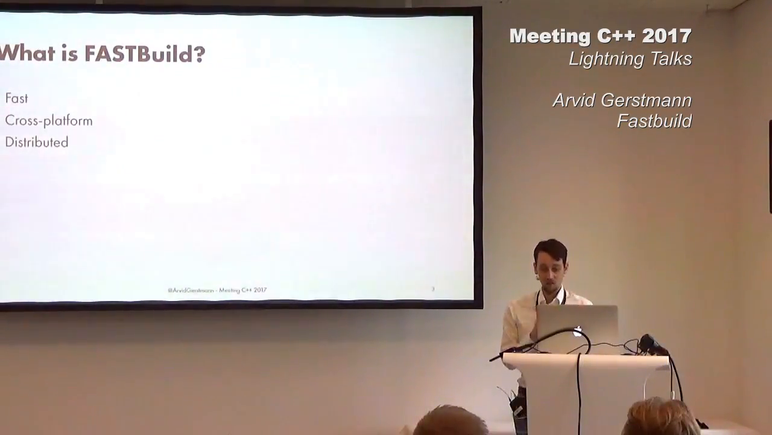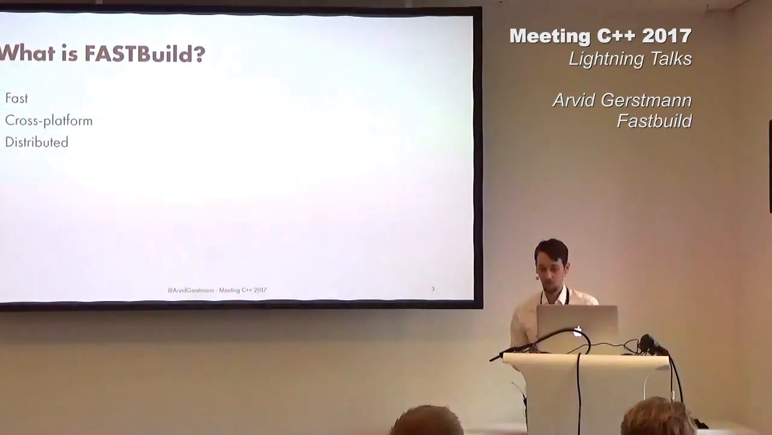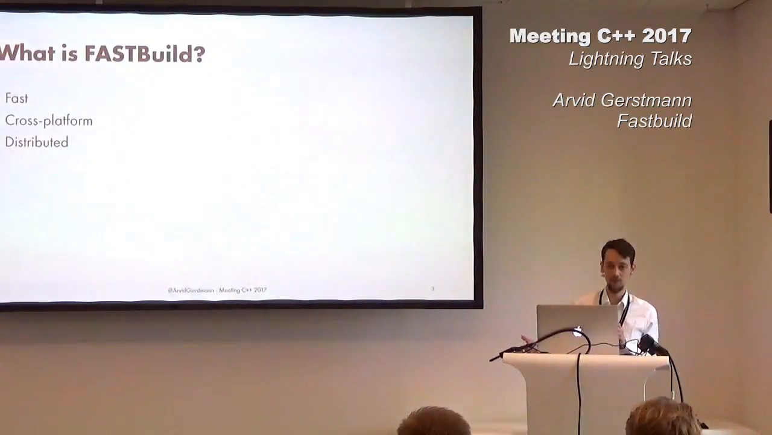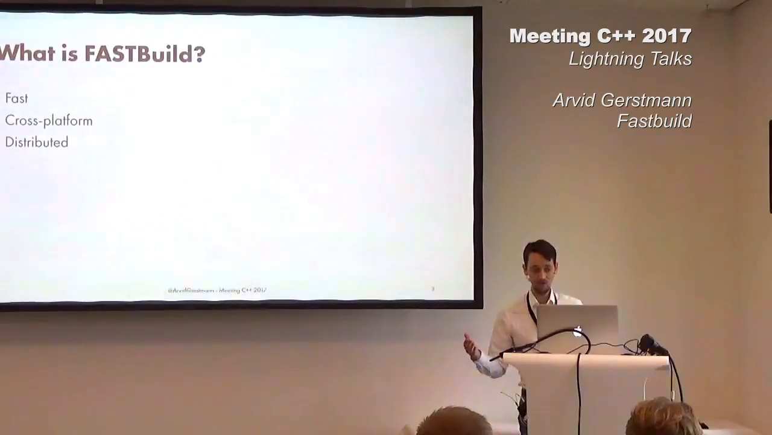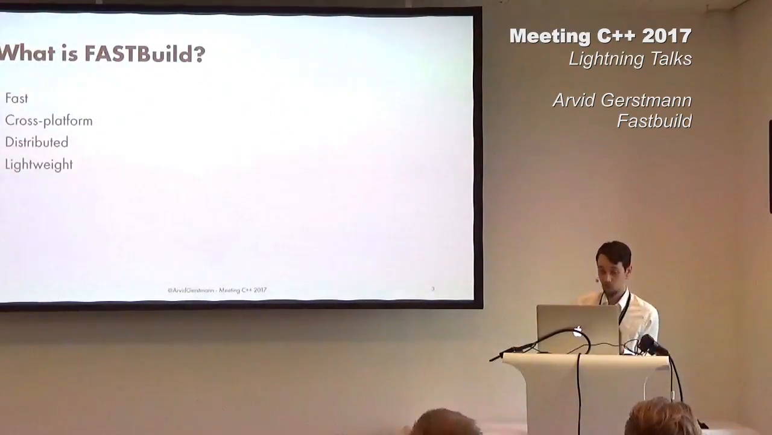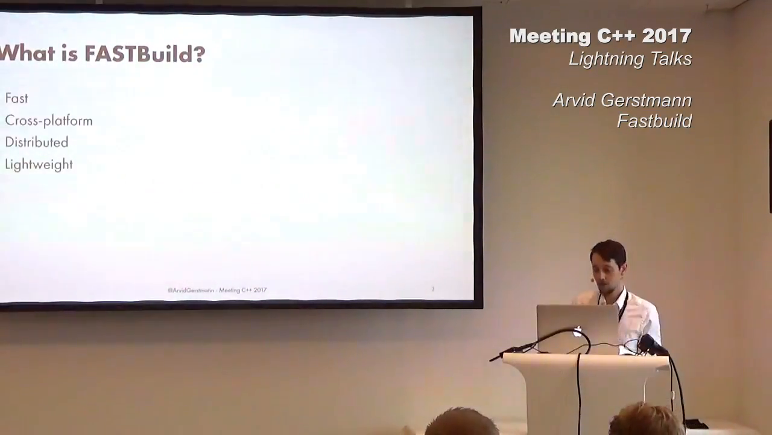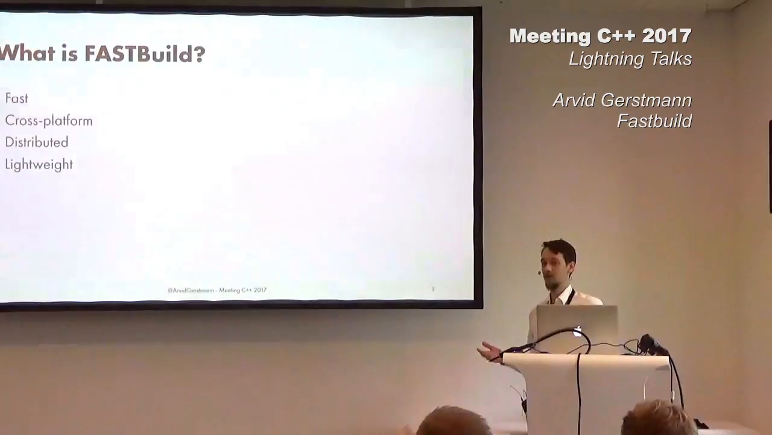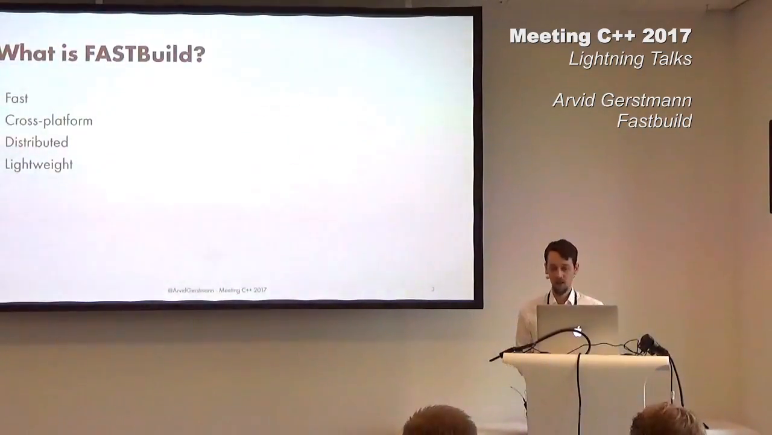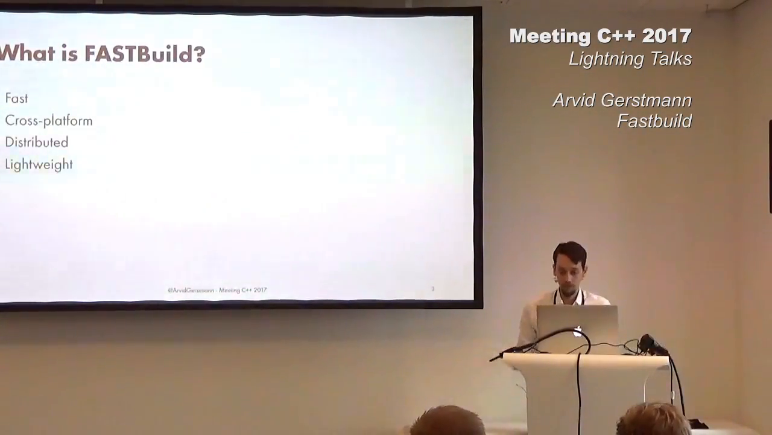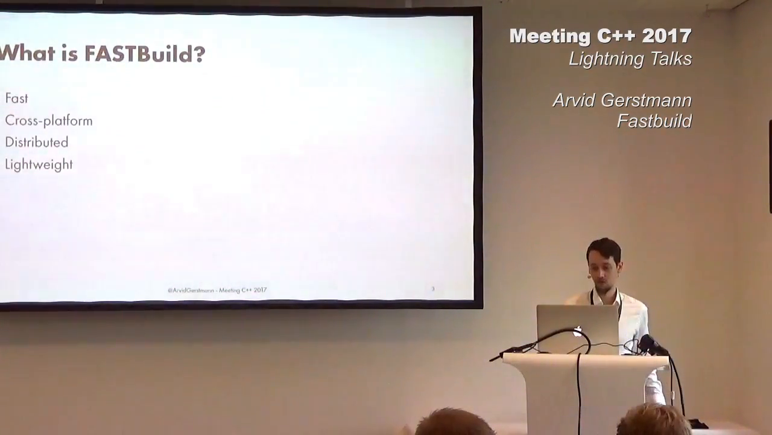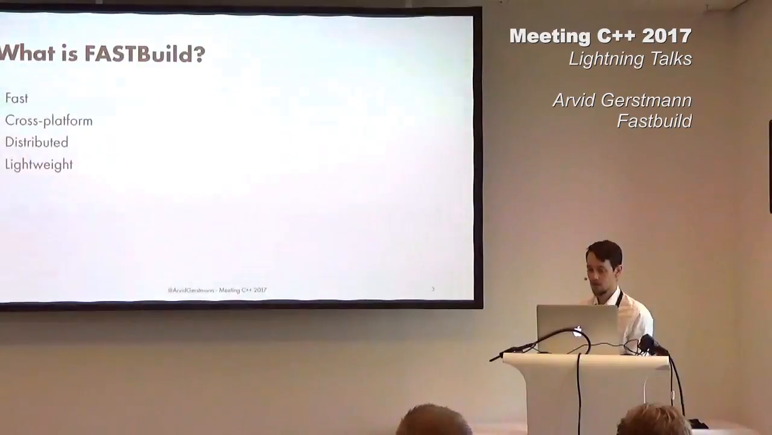It is distributed. Fastbuild has a separate worker process and a separate worker component which you can use to distribute compilation steps over the network to improve your compilation times. It is lightweight. Fastbuild is just a single 600 kilobyte, completely self-contained executable with no external dependencies. Installation consists of basically copying that executable into your path, and then you're good. You can check that in with all your sources, for example, and have it always in your repository to use.